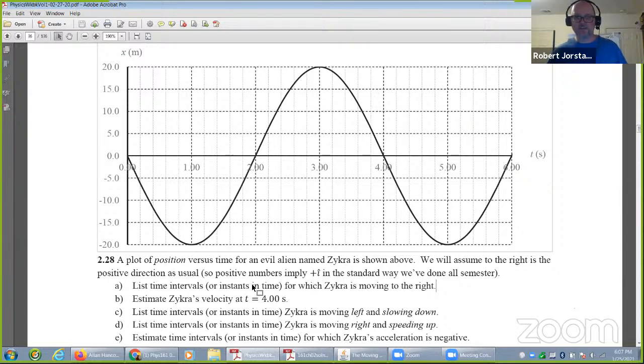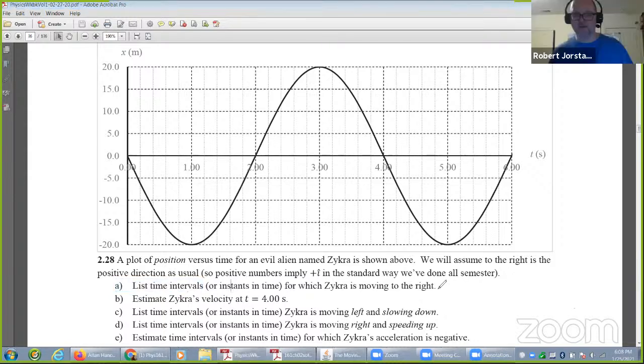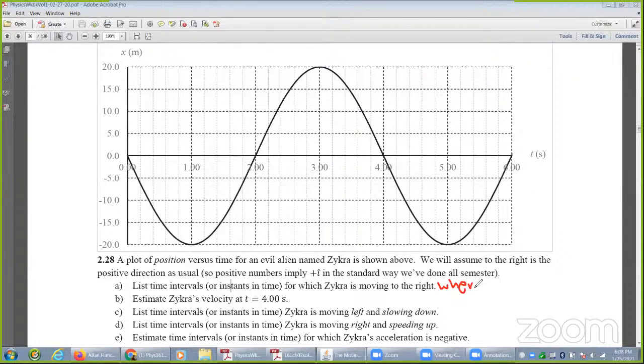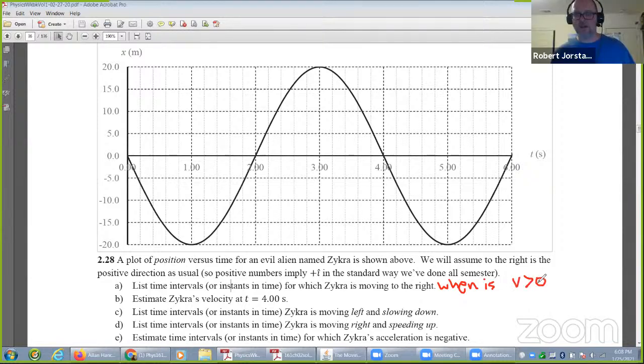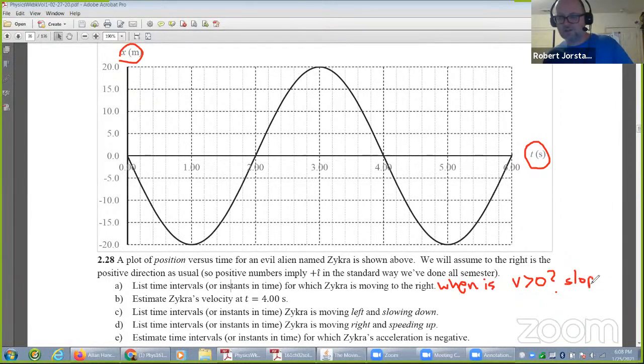What is this question asking us to do? What is part A asking us to do? To identify when velocity is positive. Yeah, so when is v greater than 0? How do I get velocity for this type of plot? Well, let's look. What type of plot is it? An x-t. How do you get velocity? Meter over second. So the slope. So we want the slope. When is the slope positive, right? That's what we're asking here.